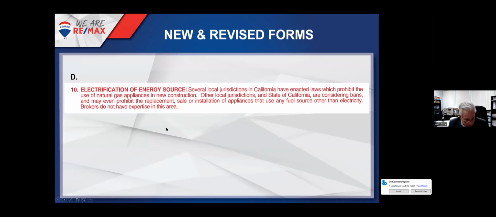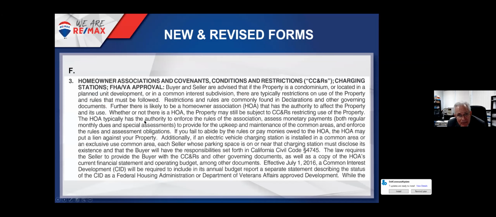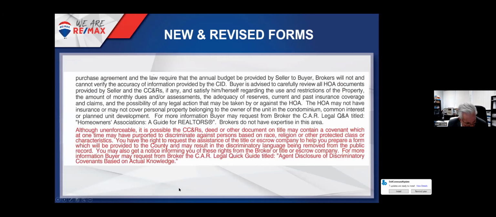The electrification of energy source, jurisdictions one by one. I think San Francisco has already done it. This is a statewide form, obviously, putting a ban on gas appliances. So if you're going to replace your gas appliance or you want to install a new gas appliance, you may not be able to. So it simply addresses that. F, homeowner association, long paragraph. At the end, what it talks about is just an informational that the CC&Rs may have discriminatory covenants and they're not valid and they can be removed. So it just alerts them to that.